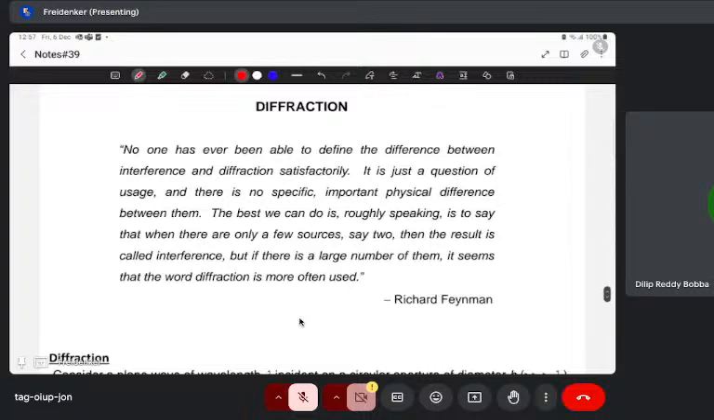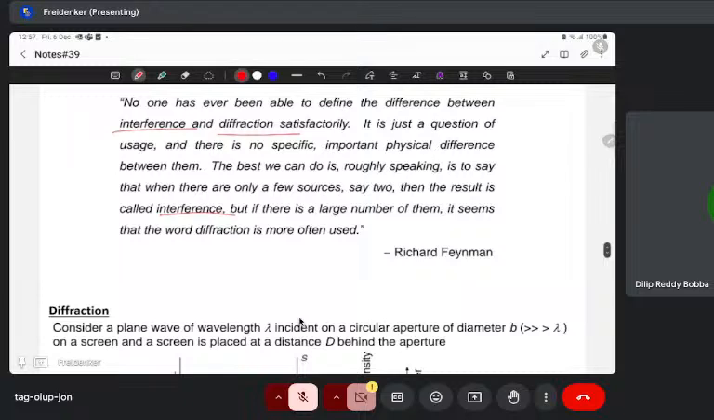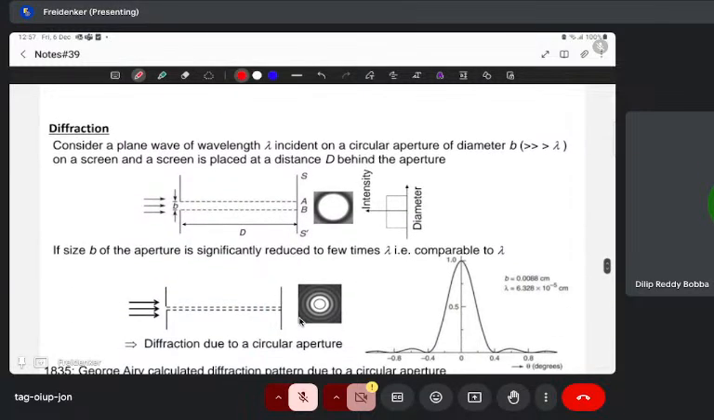Diffraction. Fine, okay, interference, diffraction. If there are two sources, then interference. If there are so many multiple sources, then it's diffraction. If you have incident light, then you'll notice there's simply a beam. But if you decrease the B, and if B is comparable to the wavelength, then you will start noticing some interference pattern.